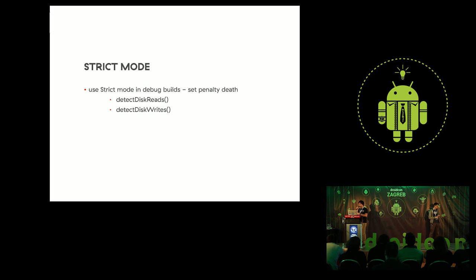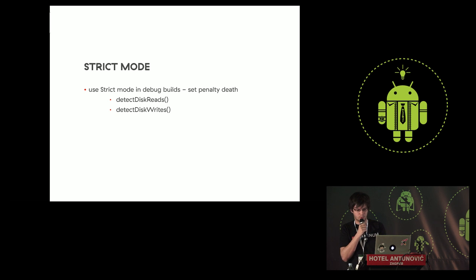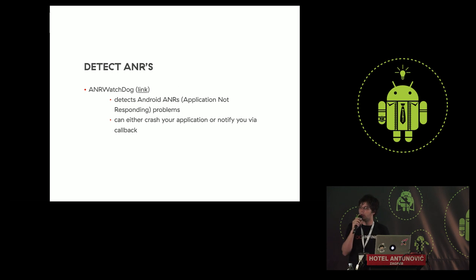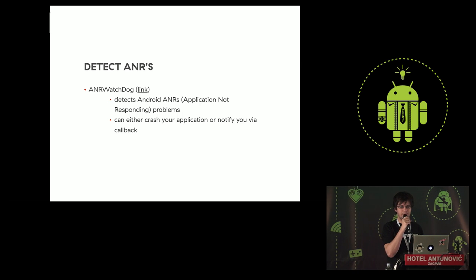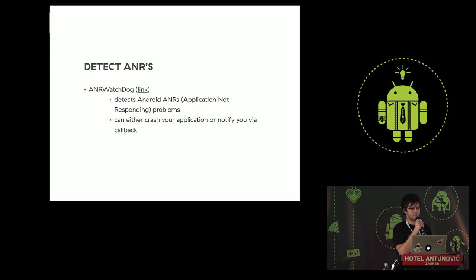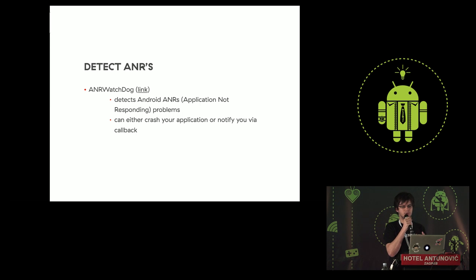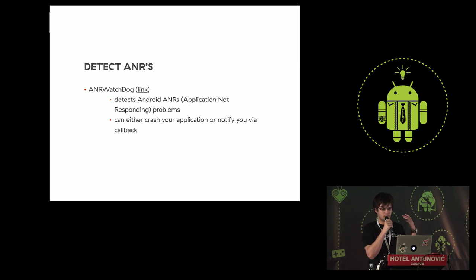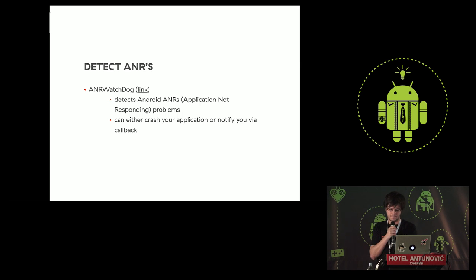So this is something that we can use in debug builds. So just crash the application and fix it. Obviously we can't crash our application in production. We can use libraries like ANR Watchdog, which basically works the same way as StrictMode. But the main difference is that it can throw an exception when some heavy operation is detected, and then you can log this exception to your remote server or cache it somewhere in your app so that you're notified about it.